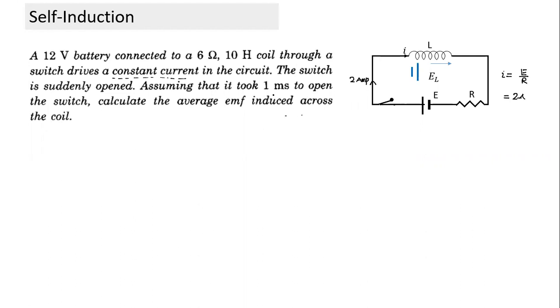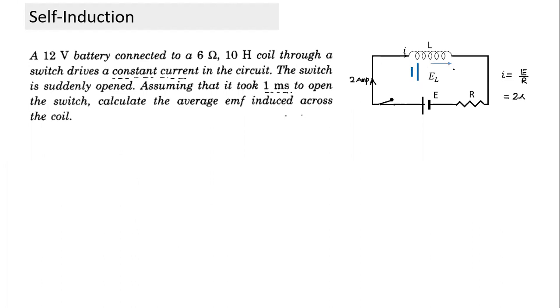And even though the time taken to open the switch is not 0, it has taken some finite time. It has taken 1 millisecond to open the switch. Calculate the induced EMF across the coil. So what is happening the moment you open the switch? The current will suddenly drop to 0. In what time? This is the time when it is open. It means that there's no current flowing in the loop.